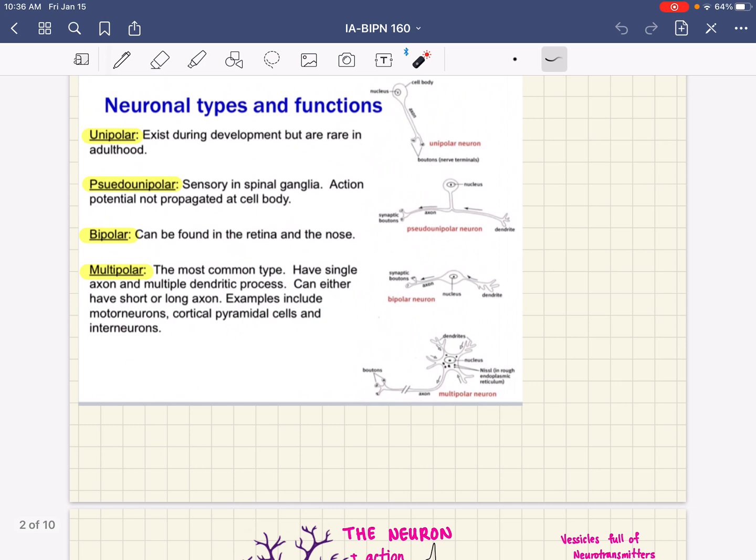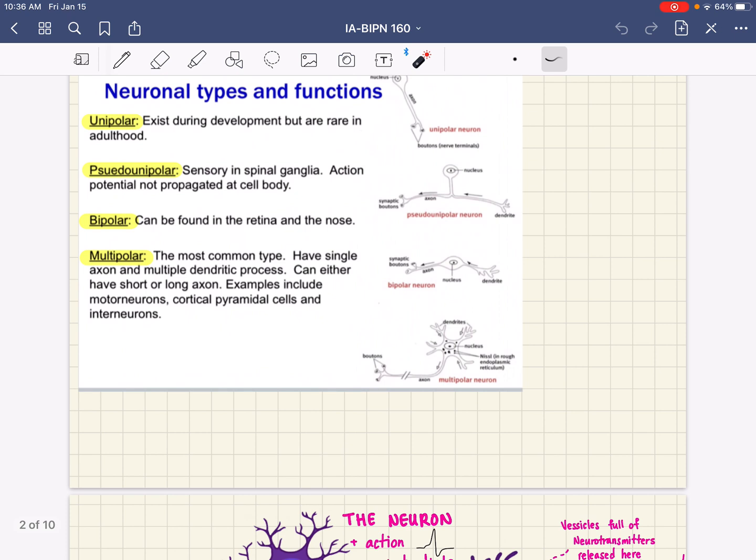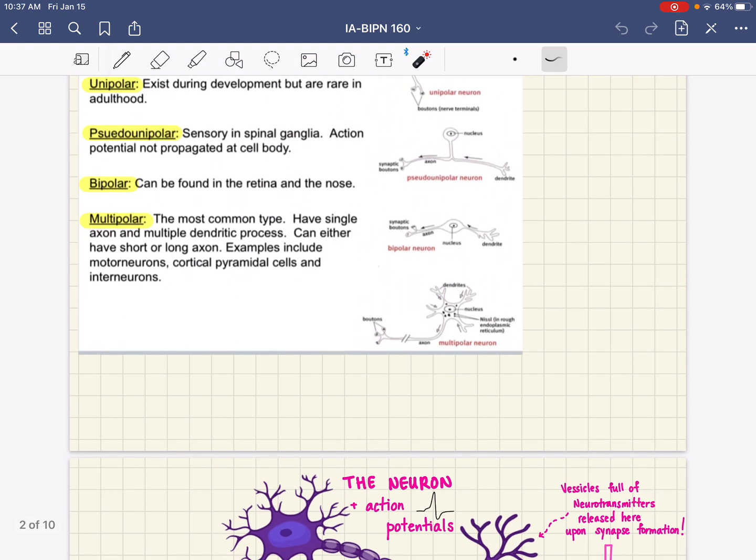The bipolar neuron, pretty self-explanatory, right? It has a soma and it has two projections coming off of the soma, hence bipolar. And the bipolar neurons can be found in the retina of the eye and also the nose. Both of these we will discuss further into the quarter. And the last type of neuron that we covered is the multipolar neuron. This is the most common neuron, and it has a soma, many projections of dendrites, and one axon. Okay, hence multipolar. Most motor neurons are multipolar.